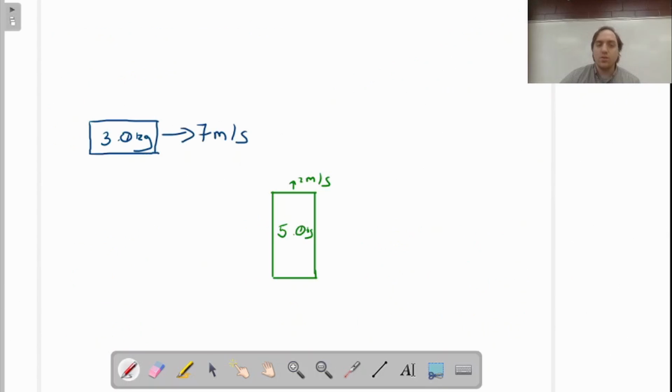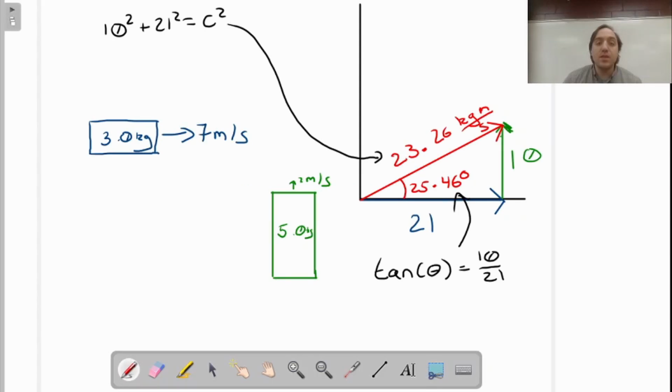One more for you. Two cars are traveling as depicted in this image. What is the total momentum of this system? If you did this carefully, did all the math, you should get the two vectors add together. The total momentum is 23.26 kilograms meters per second at 25.46 degrees above the horizontal positive x direction. Depends on what your coordinate system here is. The reference angle is though 25.46.